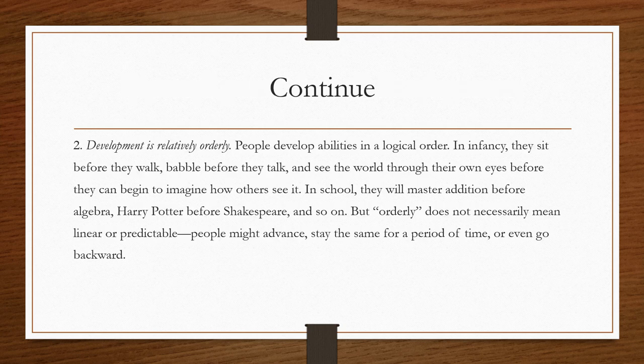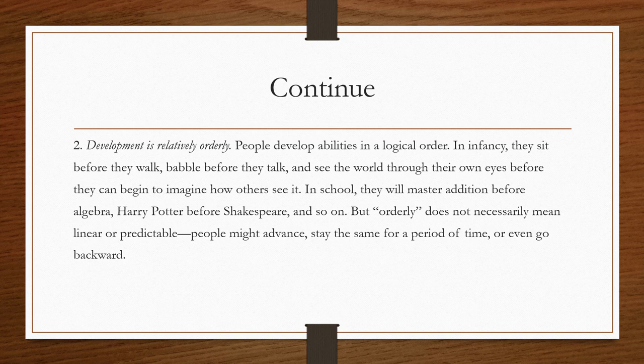Okay, the second point, development is relatively orderly. It shortly means that development takes place in a proper order, in a proper sequence. For example, people develop abilities in a logical order. In infancy, they sit before they walk, they babble before they talk, and they see the world through their own eyes before they can begin to imagine how others see it.